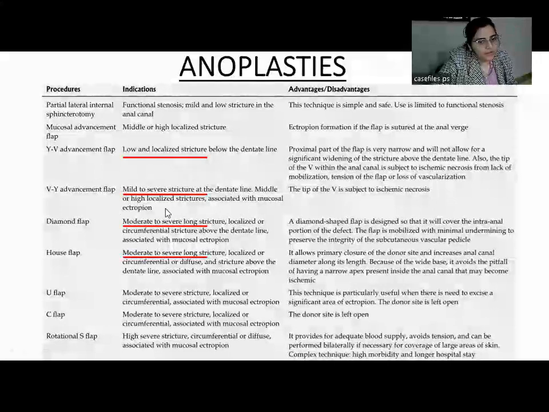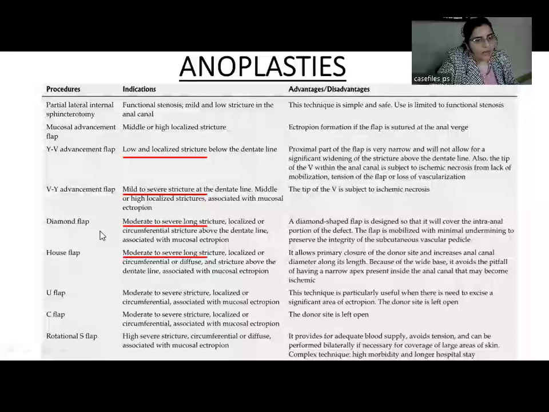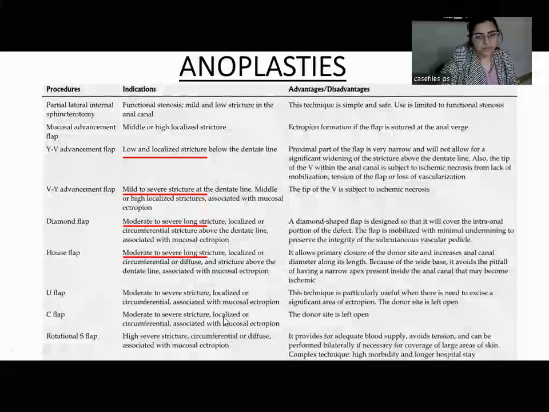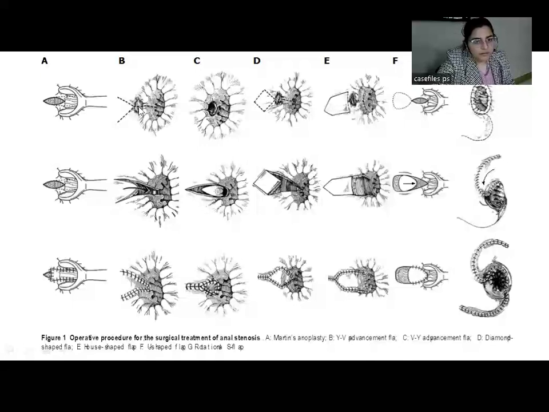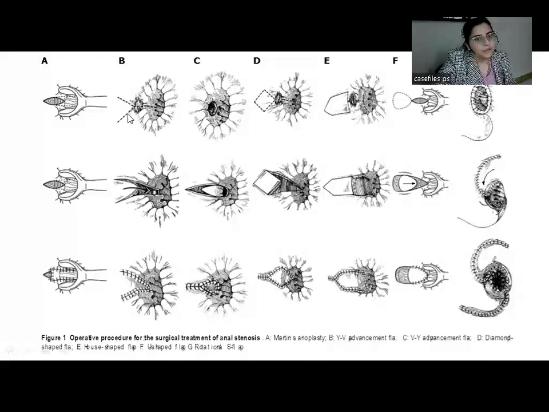Usually, the VY anoplasties, which we commonly see, are for mild to severe strictures. And these diamond-shaped and house flap shaped ones are reserved for longer or moderate types of stricture leading to anal stenosis. In this, we can see the traditionally described YV anoplasty. These are all flap advancement anoplasties in which we make these incisions and bring the skin outside into the anal canal, and also to relieve the stricture.